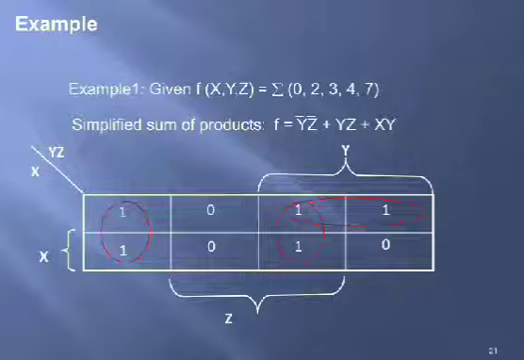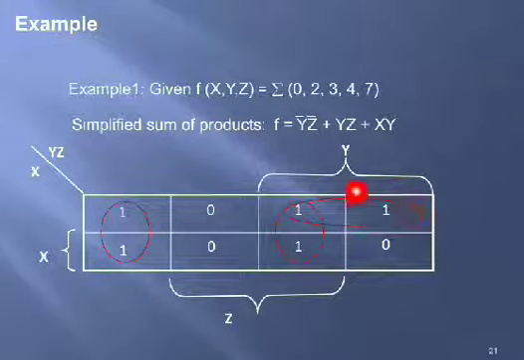Now you need to make groups of these cells. First you need to see whether there is any possibility of an octet. No, because there are 8 cells, and for an octet to occur, all the cells should be equal to 1. Since all the cells are not equal to 1, there is no possibility of making an octet. So what is the next option? Is there any possibility of making a quad? A quad is nothing but a group of 4 cells.